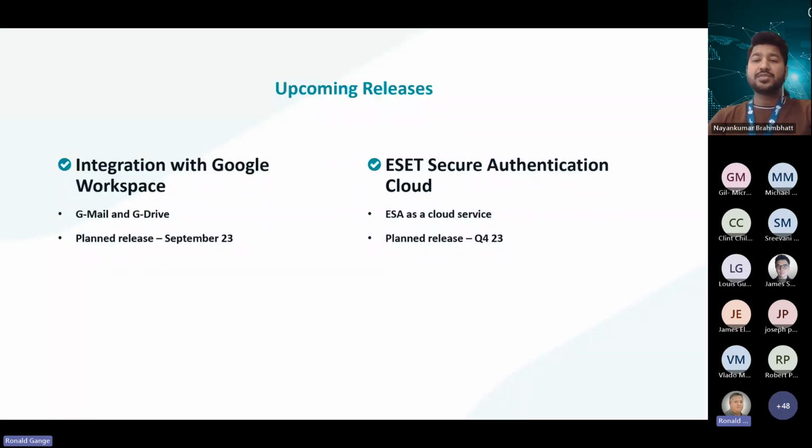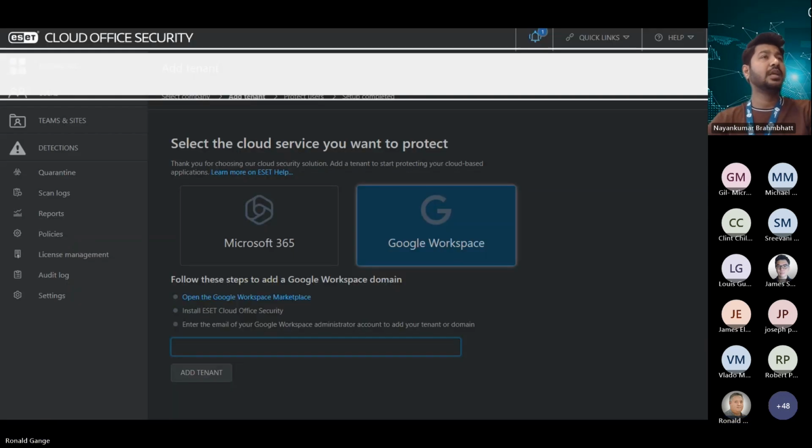Now, there are two major releases happening this year. One of them is the integration with Google Workspace, and the second one is ESET multi-factor authentication hosted in our cloud environment. With Google Workspace, users will be able to protect Gmail as well as Google Drive, and it's coming out at the end of next month, in September 2023.